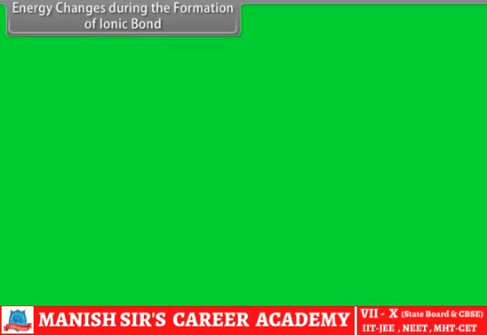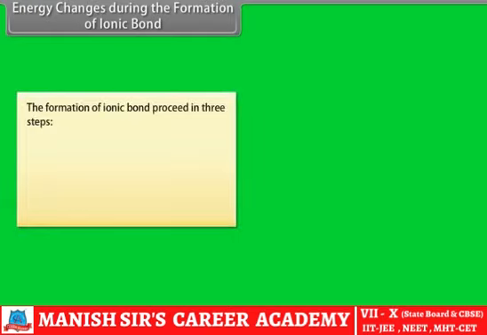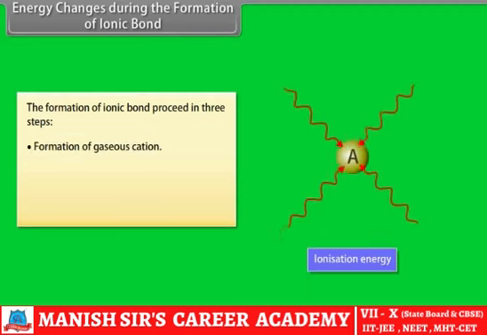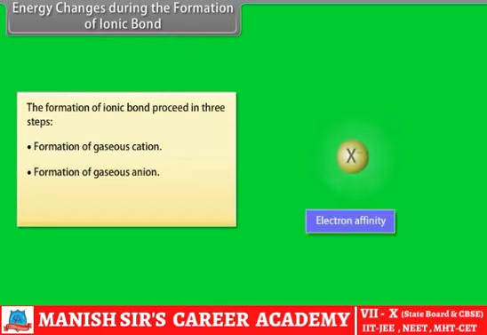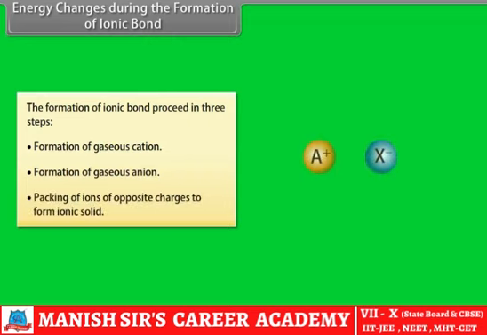Energy changes during the formation of ionic bond. The formation of ionic bond proceeds in the following 3 steps. Step 1. Formation of gaseous cation. The energy required for this step is called ionization energy. Step 2. Formation of gaseous anion. The energy released from this step is called electron affinity. Step 3. Packing of ions of opposite charges to form an ionic solid. The energy released in this step is called lattice energy.